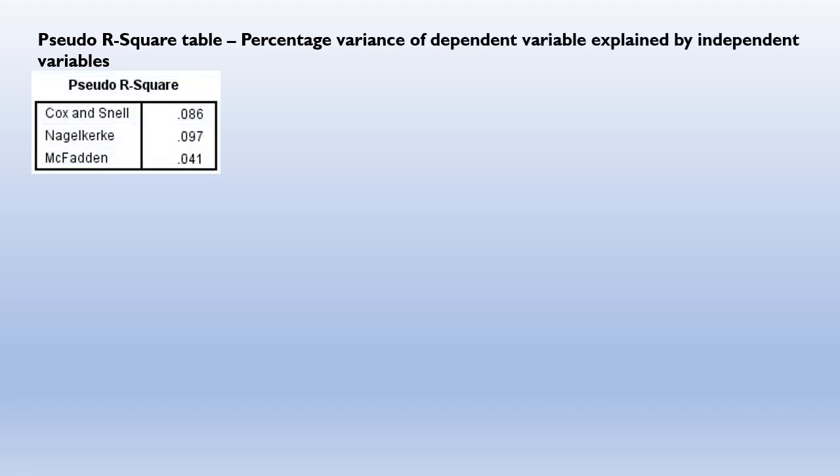The next table is the pseudo R-squared table, which denotes the percentage of variance of the dependent variable explained by the independent variables. According to the Nagelkerke pseudo R-squared, 9.7% of the dependent variable is explained by the explanatory variables.